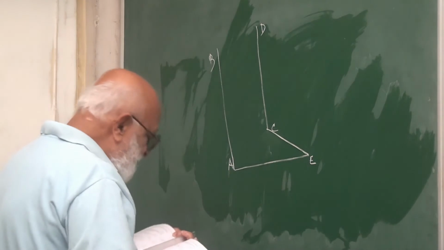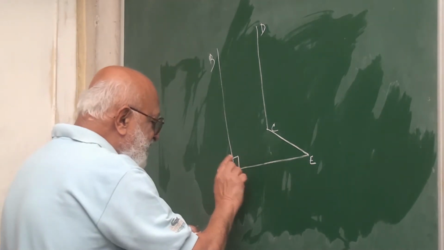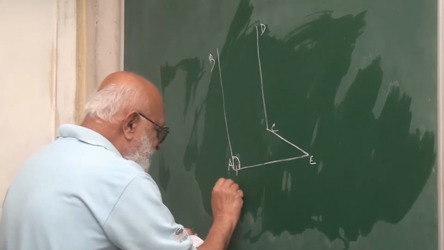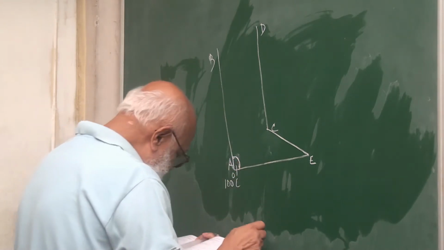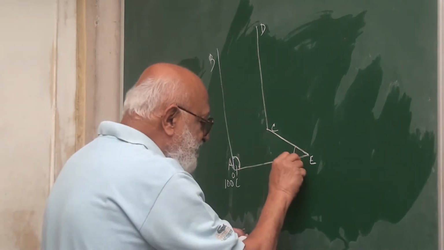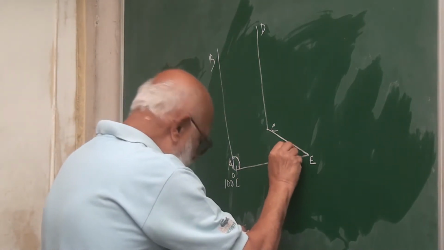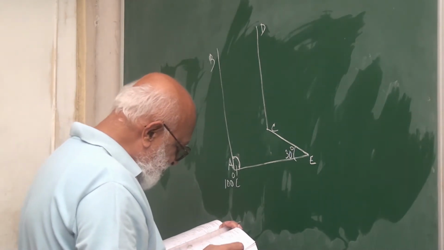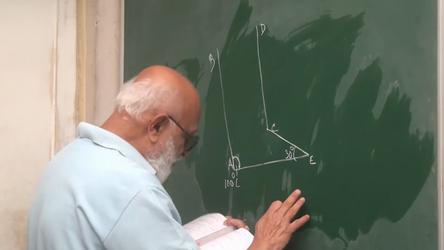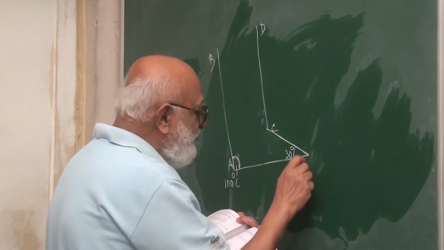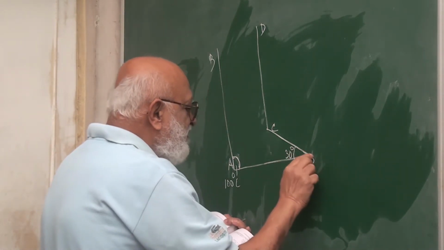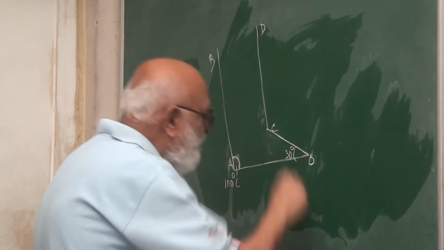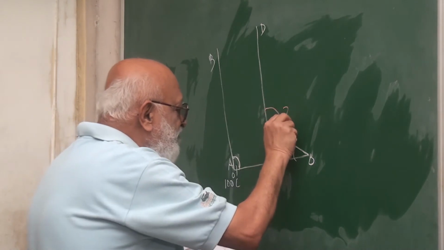And what is given? Given is this angle, which is 100 degrees, and this angle, which is 30 degrees. What is our job? We have to find out what OCD is. So this is not E, but this is O. So OCD. That means we have to find out what this angle is.